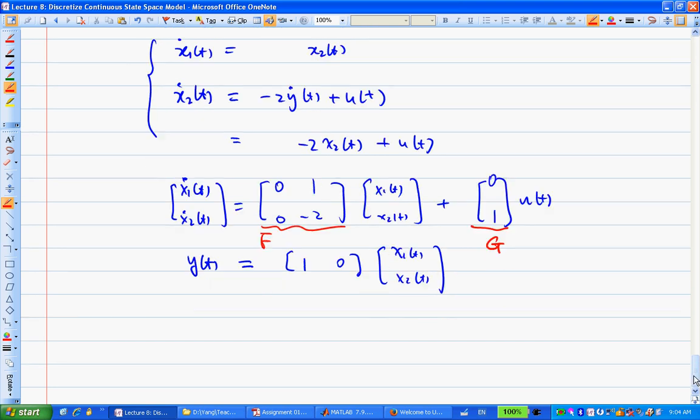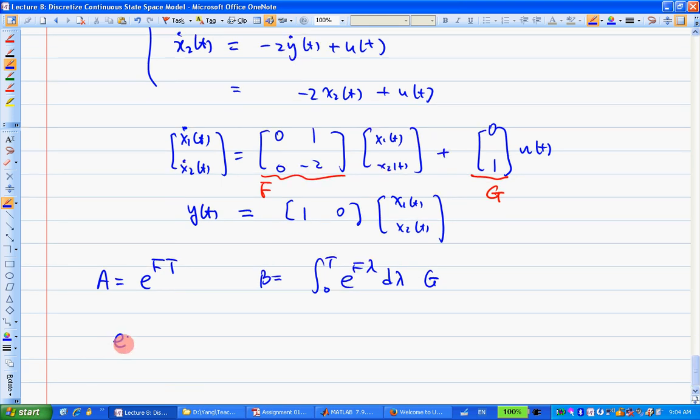So we're going to discretize this. So what do we do? Discretize: the A is e to the power F capital T, and the B is the integral from 0 to T of e to the power F lambda d lambda multiplied by G. But what we do is we try to obtain this first. Once we get this, we're going to replace the small t with capital T, and replace the small t with lambda, and do the integrals.